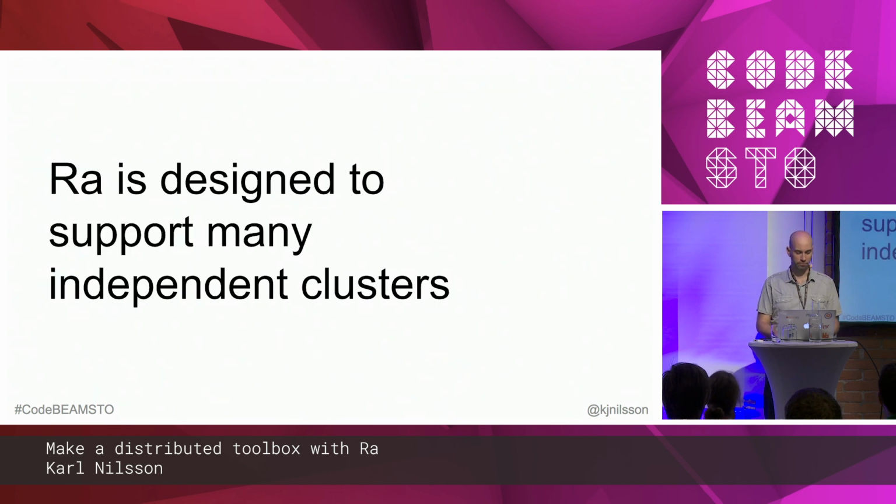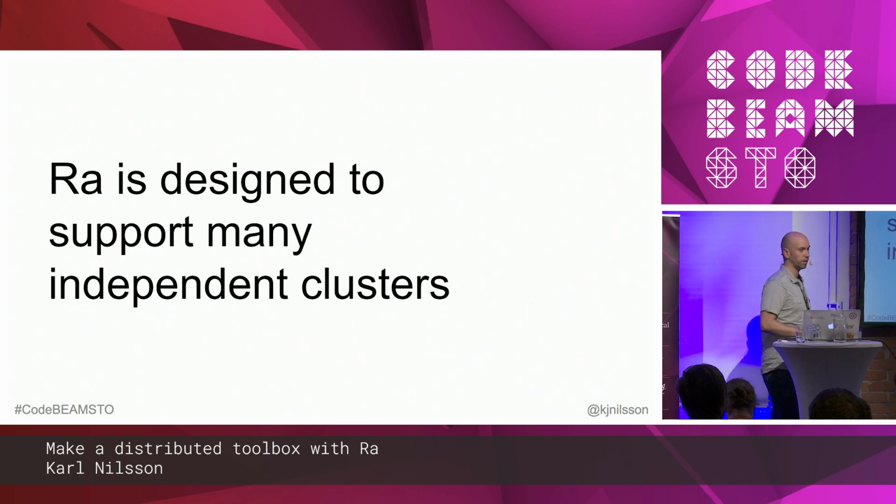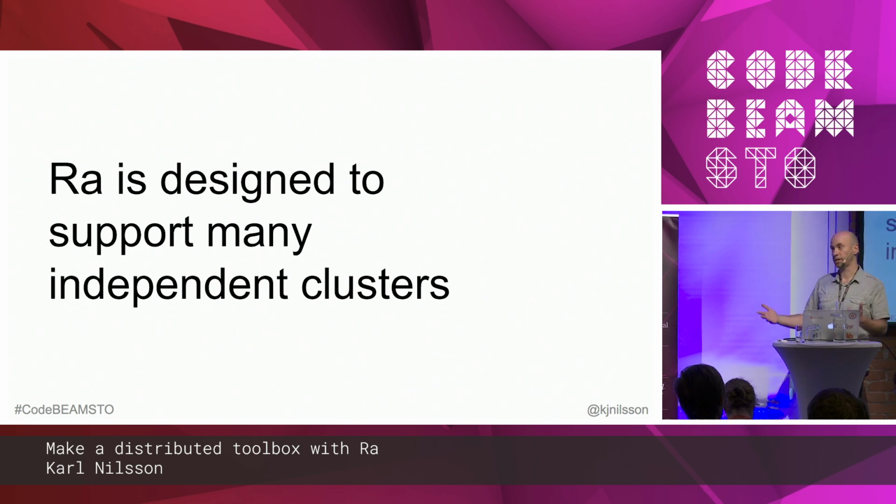Just me. Ra is designed to support many independent clusters, and that's a good point. You can spawn possibly thousands of Ra clusters inside an Erlang cluster. Sorry, there's no performance reason to have a single thing. It's fine. You can have multiple things, multiple clusters.